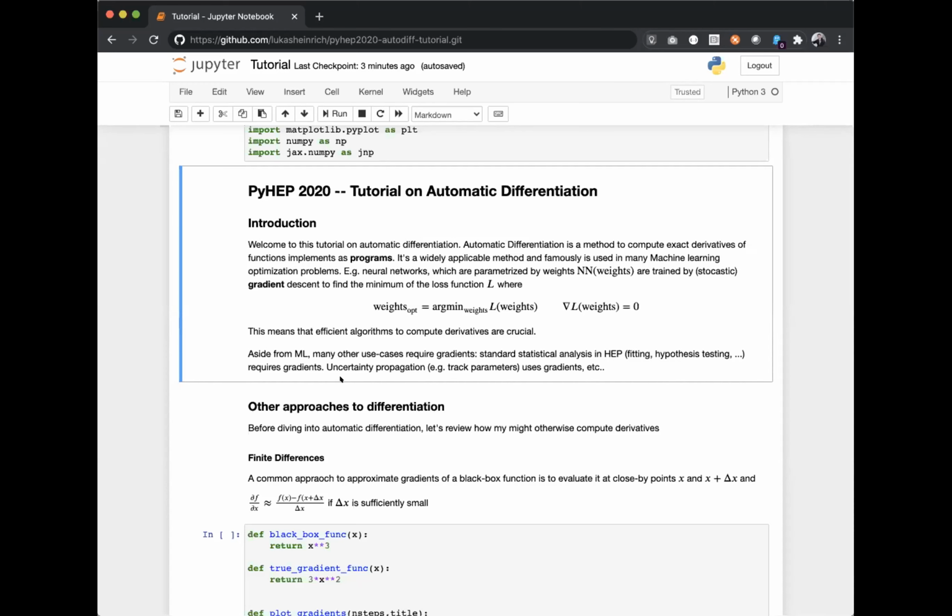But machine learning is not the only situation where you need gradients. Obviously, standard statistical analysis in high energy physics, likelihood fitting, and hypothesis testing also require gradients, and uncertainty propagation is a multiplication of Jacobians, which are also gradients. So gradients come up a lot, and a lot of what we do essentially involves optimization, like cut optimization and all these things. Every type of optimization requires gradients.